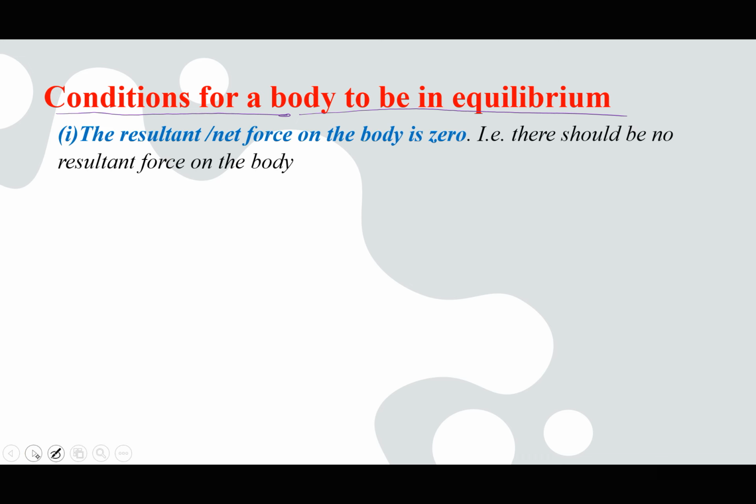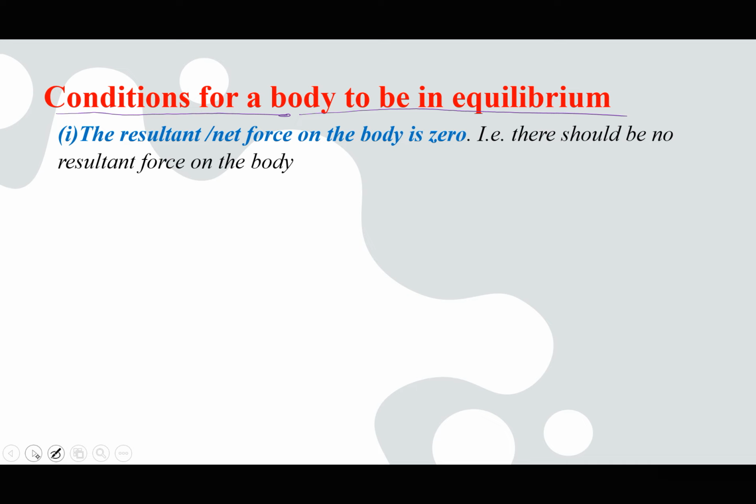These are the first one. You mentioned that the resultant force on a body should be zero if the body is to be in equilibrium, without forgetting that there were two conditions for which the resultant force was zero. Either the body is at rest or the body is moving with a constant speed. Those were the two conditions you must have mentioned for the resultant force to be zero. So the resultant or net force must be zero for a body to be in equilibrium.